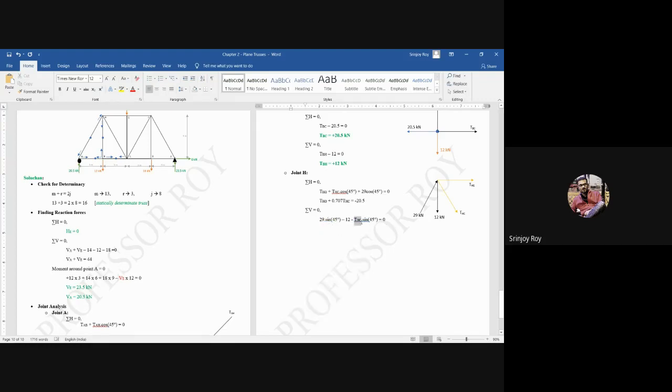What is THC? Is it 12.023? 12.02. It's coming positive. What is the thing over here? Positive का मतलब क्या है?